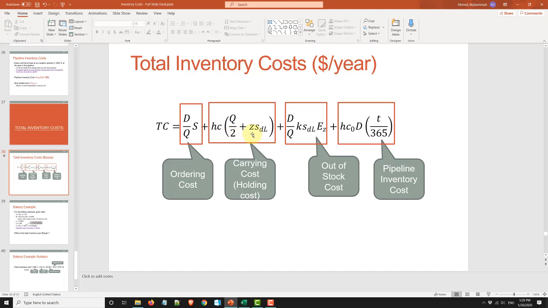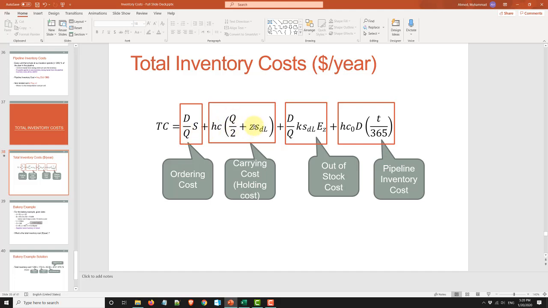Then we multiply, in the parentheses, we have the average inventory level. So Q over 2 plus Z multiplied by standard deviation of demand during lead time, SDL. All this is called the average inventory level. Again, refer to the detailed lecture if you don't understand what this means. So this is how we can calculate the carrying cost or holding cost. Q is the same batch size we put here.